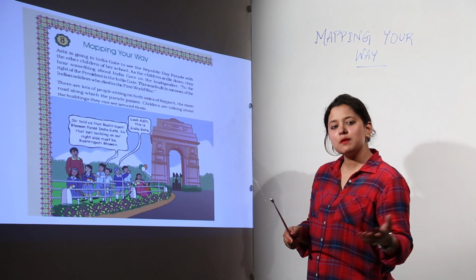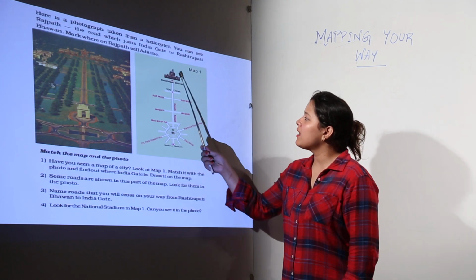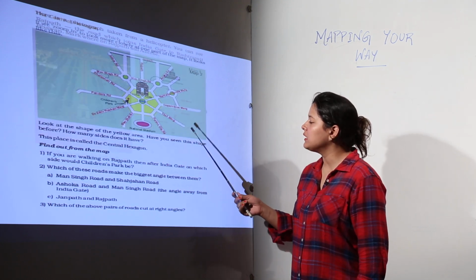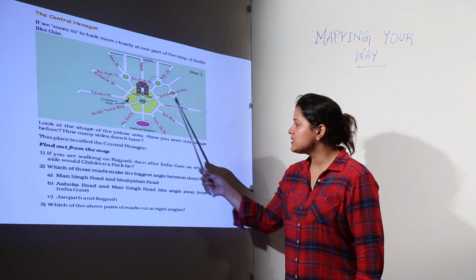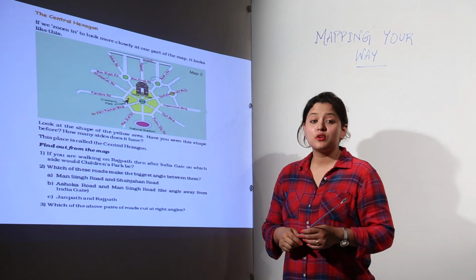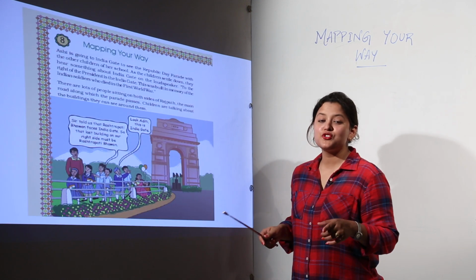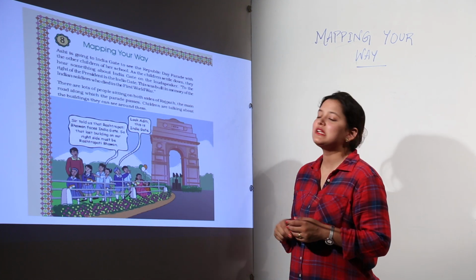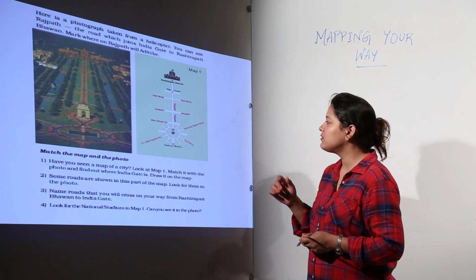How to read these maps is very simple. Generally, we have all the markings made on the maps, like you can notice the Rashtrapati Bhavan, the squares like this. Now this is a central hexagon because it has a hexagonal shape all around. So there are parts that are in hexagon shape, which is why it was named the central hexagon.